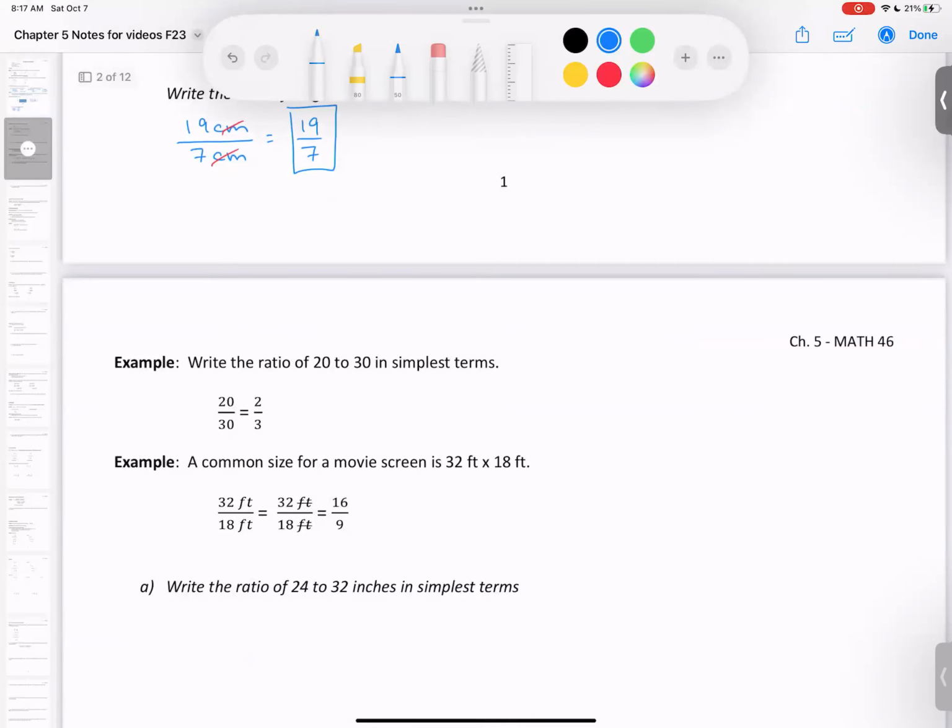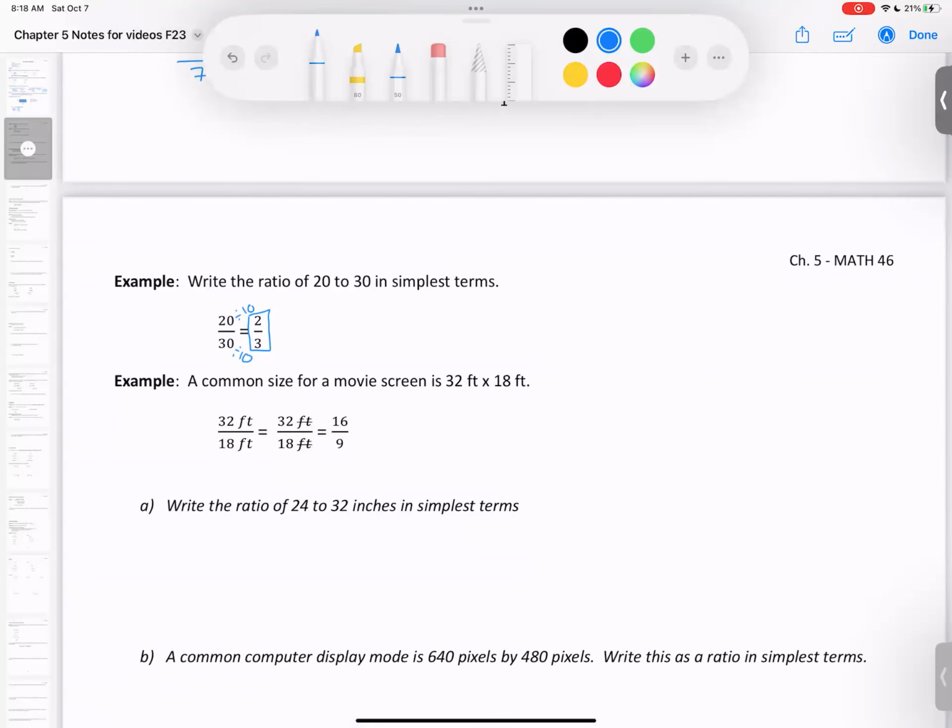Okay, let's do another one where we have to simplify. So remember we said that we always want ratios to be expressed in the simplest terms, just like fractions. So if we're writing the ratio of 20 over 30 or 20 to 30, we would want to simplify that. So here we can divide both of these numbers by 10. And that'll give us our simplified fraction of 2 over 3.